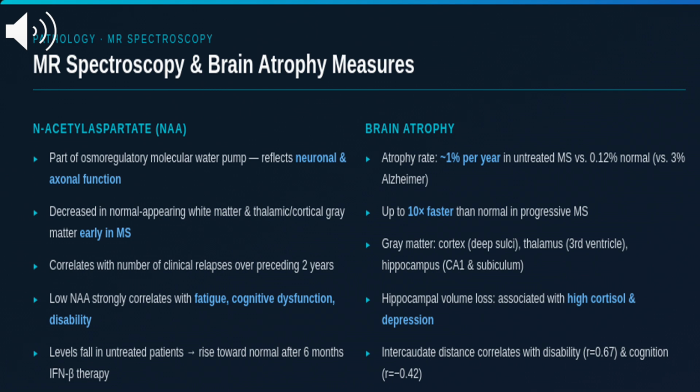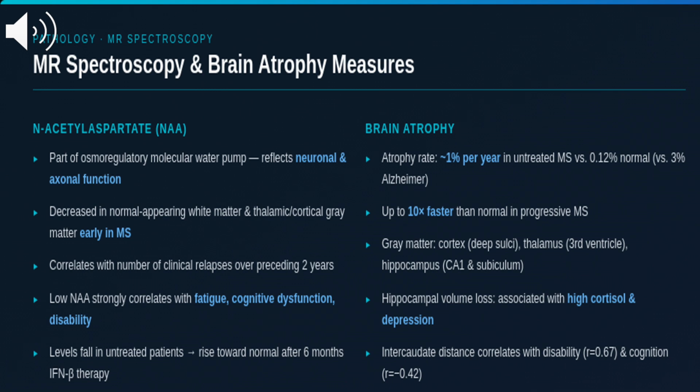The clinical correlations of reduced NAA are powerful. It strongly correlates with fatigue, particularly frontal lobe NAA and fatigue severity, with lateralized cognitive dysfunction, with abnormal visual evoked potentials, and with disability scores. In untreated patients, NAA levels fall progressively. Strikingly, after 6 months of IFNB therapy, NAA in plaques increases back toward normal, suggesting that metabolic disturbances in oligodendroglia, neurons, axons, and possibly mast cells are genuinely reversible with effective treatment.